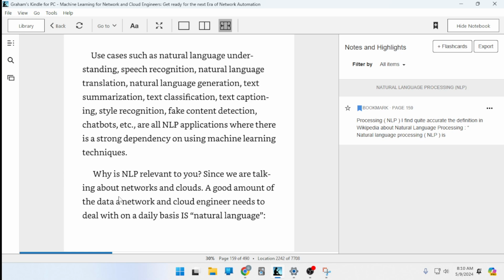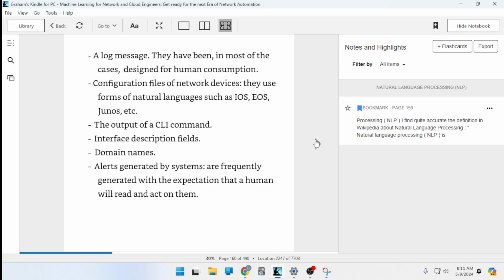Since we are talking about networks and clouds, a good amount of the data a network and cloud engineer needs to deal with on a daily basis is natural language. Log messages have been in most cases designed for human consumption. Configuration files of network devices use forms of natural languages such as IOS, EOS, Junos, etc. The output of a CLI command, interface description fields, domain names, alerts generated by systems are frequently generated with the expectation that a human will read and act on them.